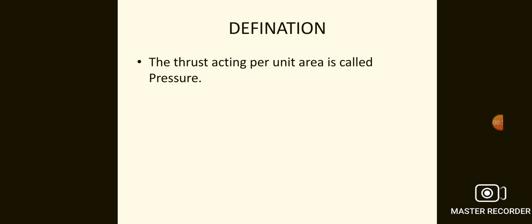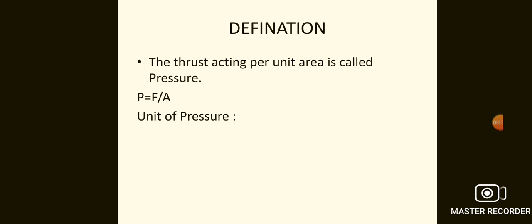We will start with the new topic, that is pressure. Now let us discuss the definition of pressure. The thrust acting per unit area is called pressure. Now what is the formula? Pressure is equal to force upon area. Means here pressure is directly proportional to force and it is inversely proportional to area.